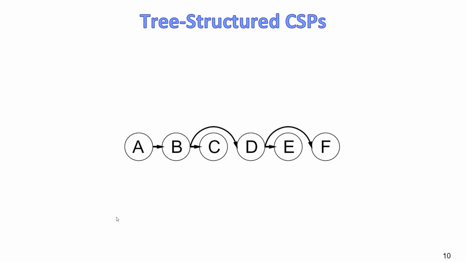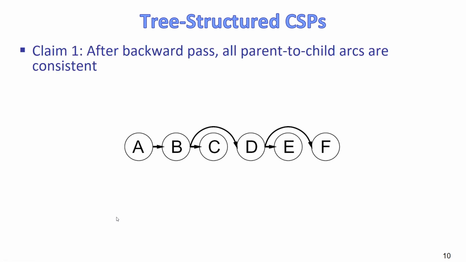Now, two claims about this tree structure. The first one, and I think they are related to the discussion that I just had with Ghanem and with all of you. The first claim: after the backward pass, all parent to child arcs are consistent. Or in other words, we don't need to recheck any arc if we do this linear backward pass. Let me discuss this with you with an example.